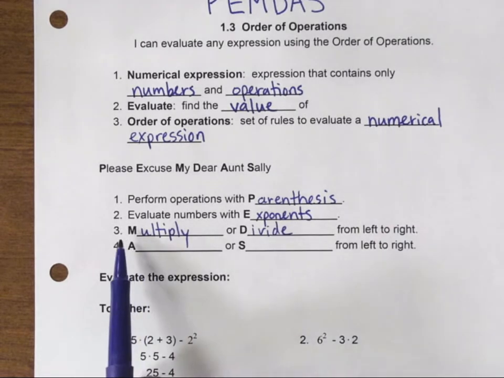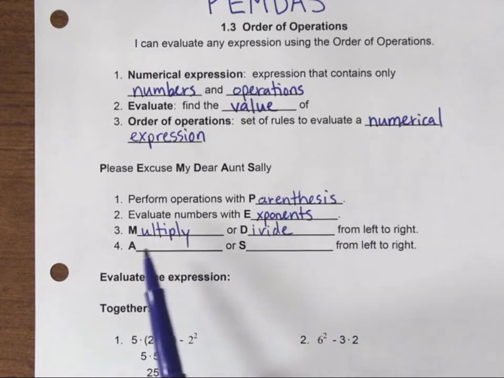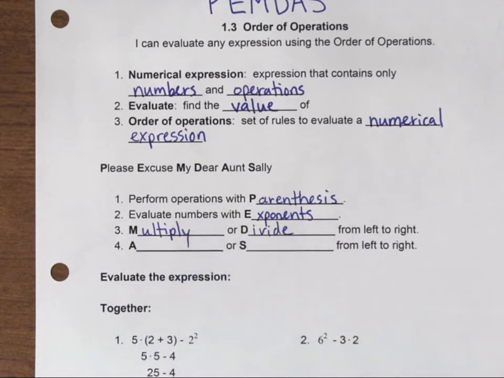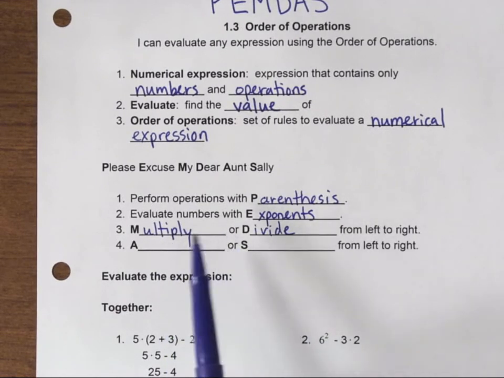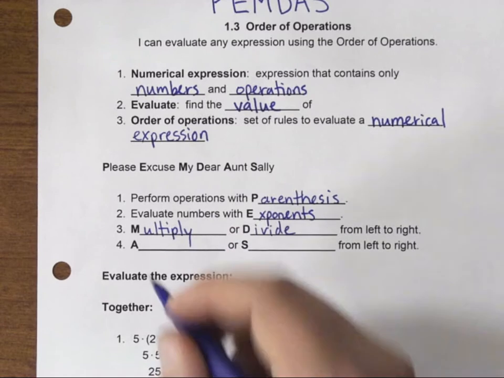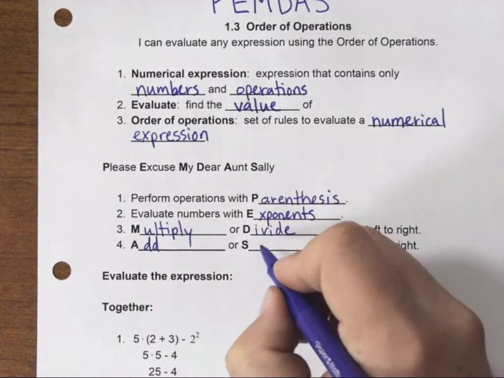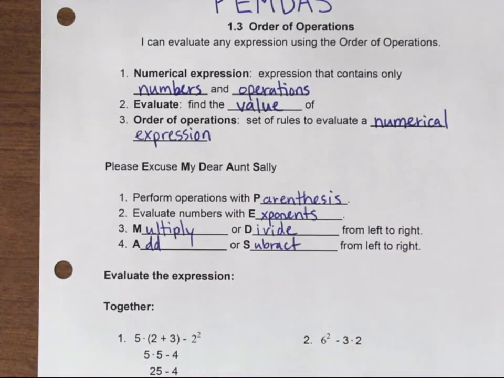So our step three is to multiply or divide from left to right. Remember that multiply and divide go together. We no longer have to say, I am always going to multiply before I divide. No, that is not the case. I am going to multiply or divide left to right, just like I read, whichever one shows up first. Same thing with addition and subtraction. My fourth step is to either add or subtract from left to right, so whichever one comes first, starting from the left side and moving to the right side of the expression.